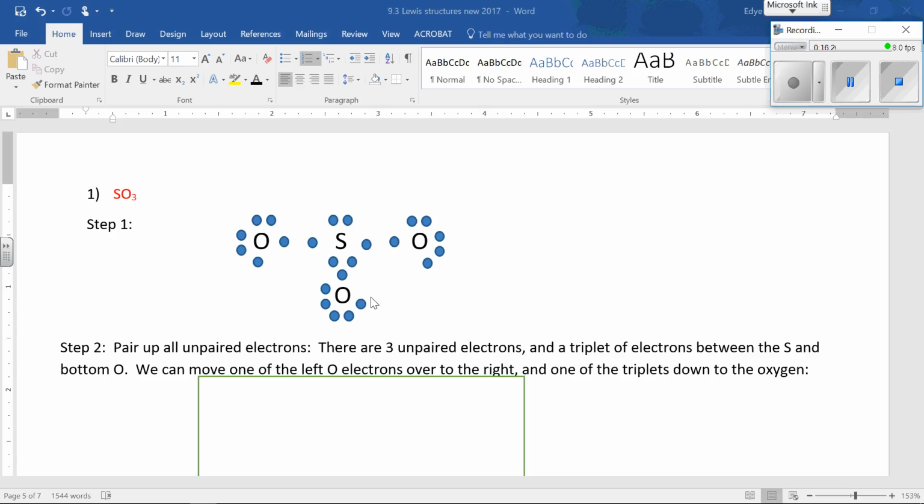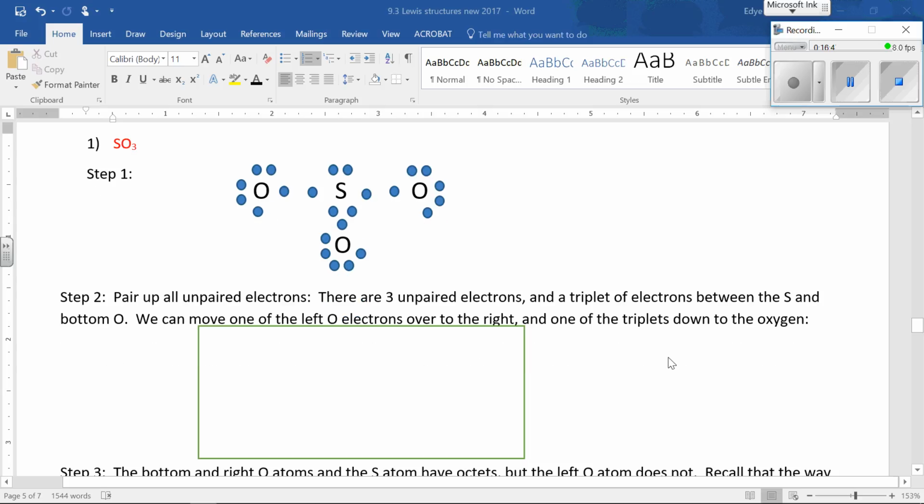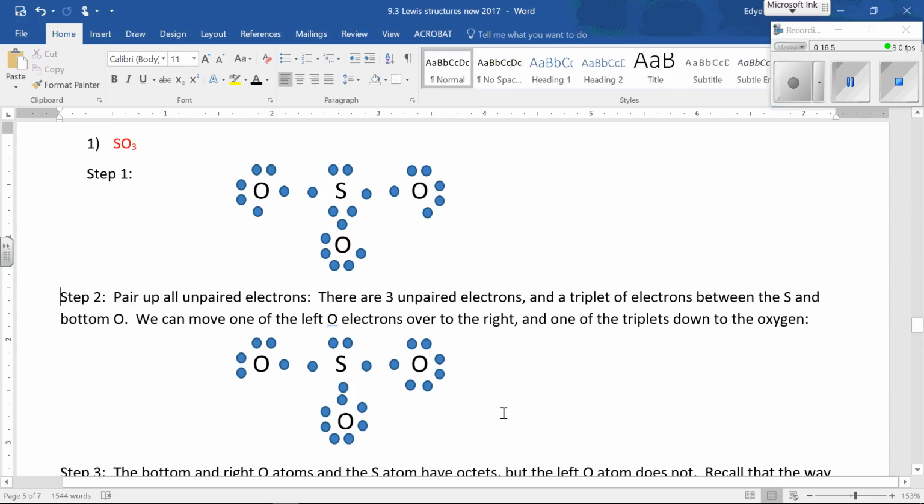And now I still have a lone one over here. So I'm going to take one of these 3 and put that down here so that that would now be paired up. This first part, pairing up all of the unpaired electrons, there's no real clear way to do it. You just have to make sure that no electrons are sitting by themselves. So again, I'll just take this one, put it over here, and with this little threesome over here, I'll take one of those to even this one up. And I get something that looks like this.